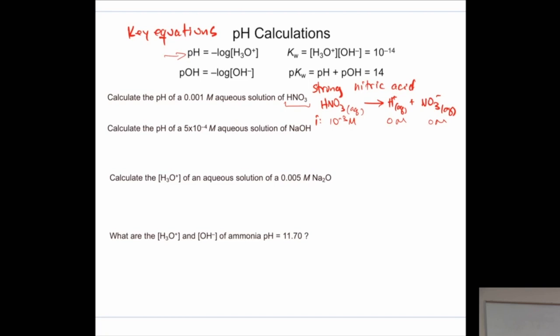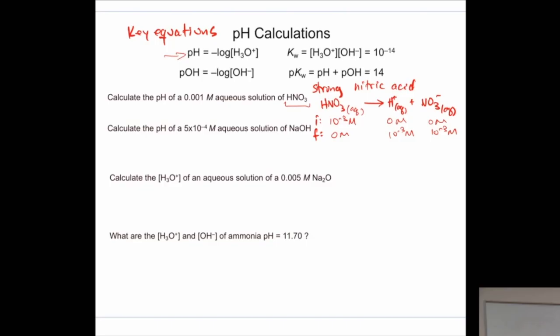But because it dissociates 100%, we don't need to build a full rice table for this. We can just identify what's going to happen at the end. It's going to be 0. All of it's dissociated. So this is 0 molar, and we have 10 to the minus third molar of one product and 10 to the minus third molar of the other, because they dissociate in a 1-to-1 ratio. We can tell that from the stoichiometry of the balanced equation.